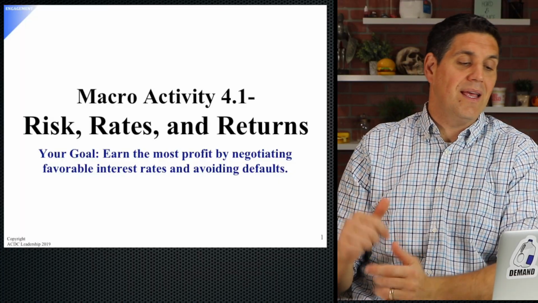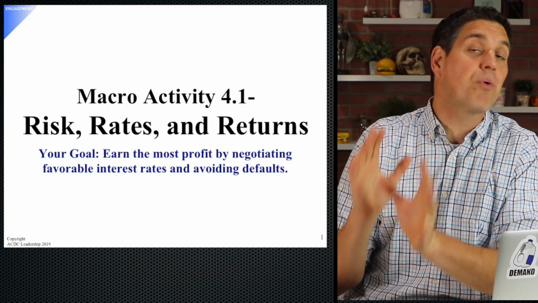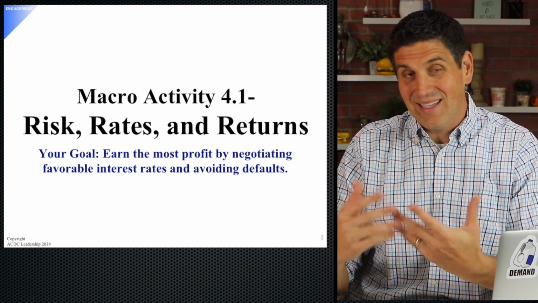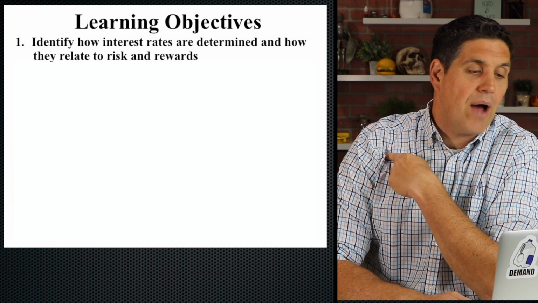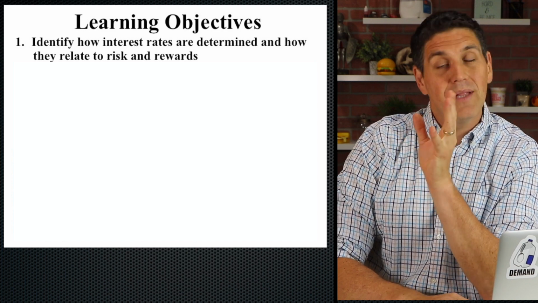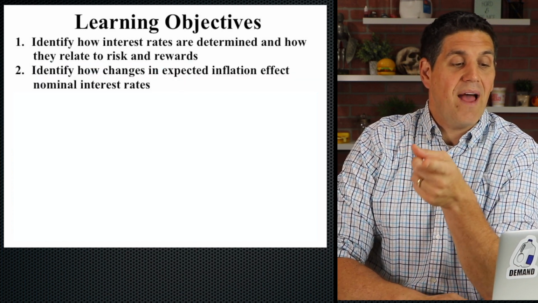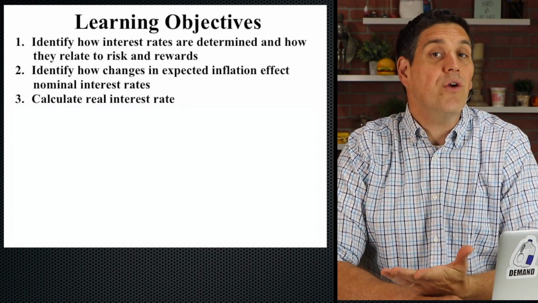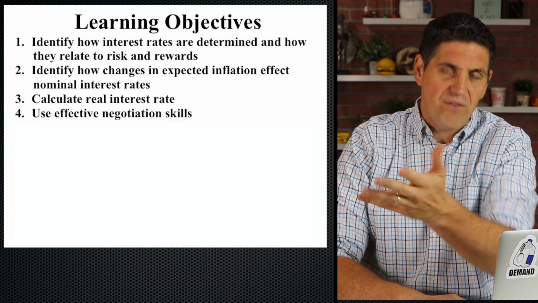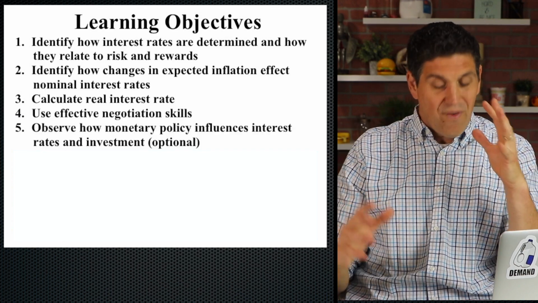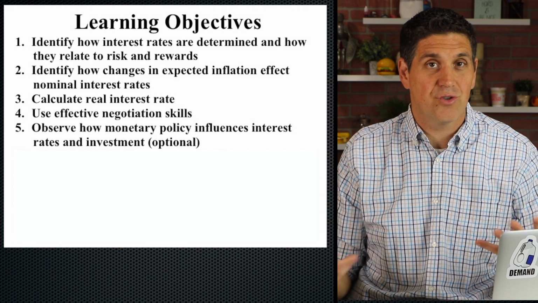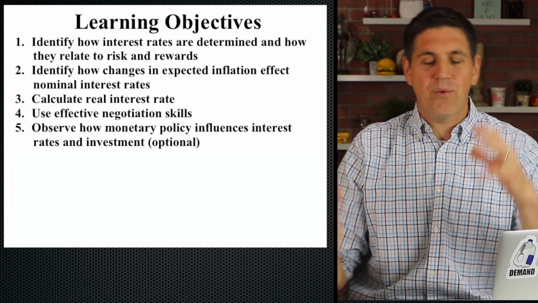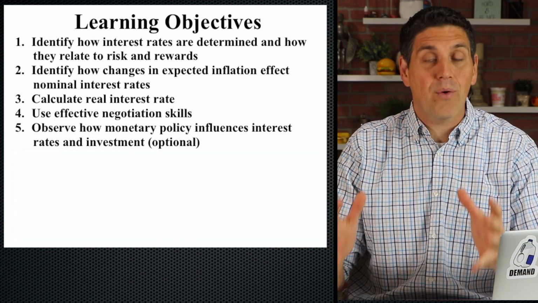First thing you gotta know is the students have a goal. Their goal is to earn as much profit as they can by negotiating favorable interest rates and avoiding defaults. The learning objectives: identify how interest rates are determined and how they're related to risk and returns, identify how changes in expected inflation affect nominal interest rates, calculate real interest rates, use effective negotiation skills, and observe how monetary policy influences interest rates. Now, this last one you don't have to do, but I put it in there so you can connect it with all the other concepts students are learning in Macroeconomics Unit 4.